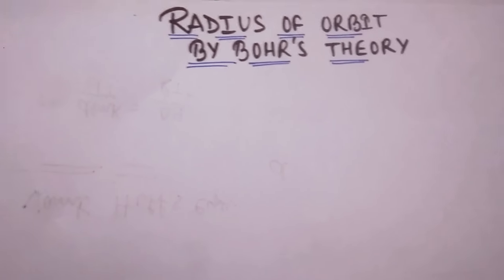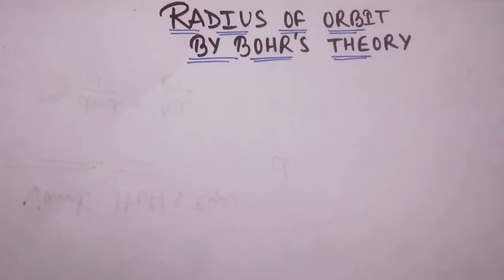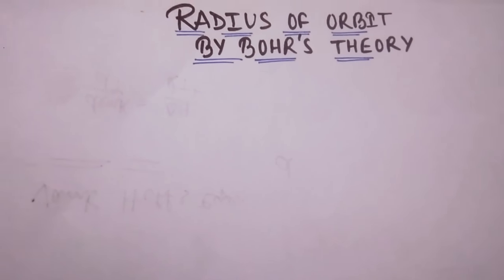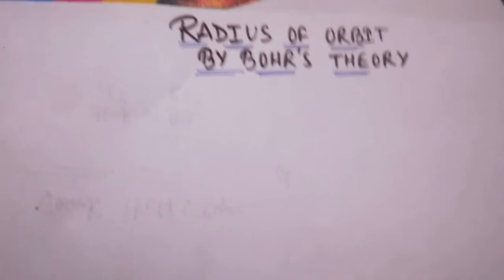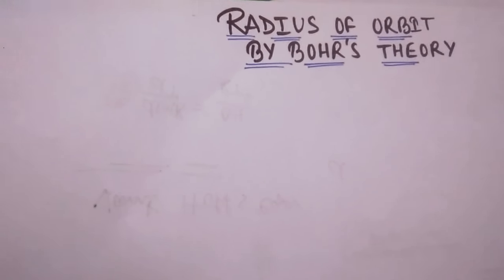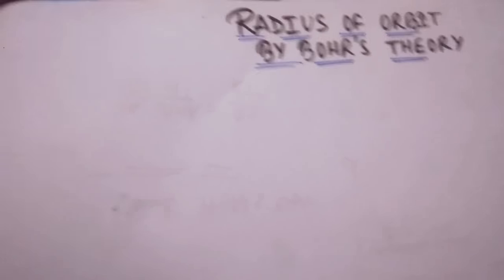Using this postulate only, he tried to derive the radius of orbit. And today I'm going to derive this equation. So let's see how this equation is to be derived.